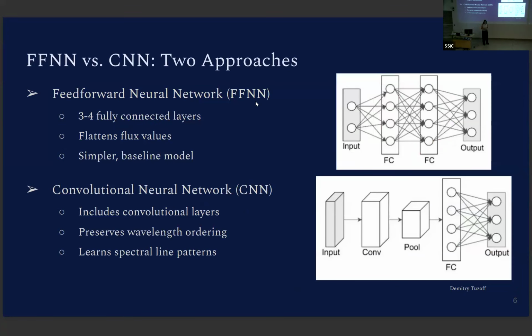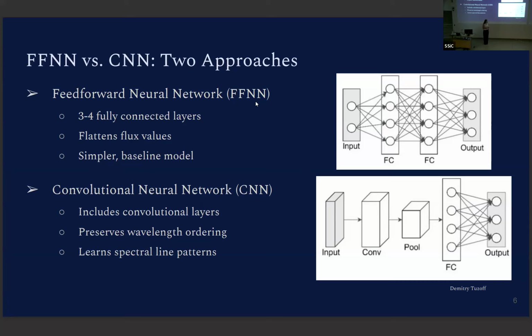And then, actually getting into what my 2 models are, I started with a feed-forward neural network, or FFNN. This is the simplest type of neural network that can be made. It has 3 to 4 fully connected layers, and it flattens flux values, which basically means it takes the flux from the spectra as a single input, disregarding each value individually and just looking at it as one value. And this makes it a much simpler baseline model, and it does a good job of looking at global patterns, but not very specific small patterns in the spectra.